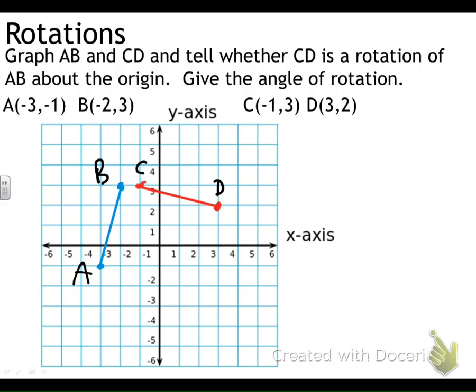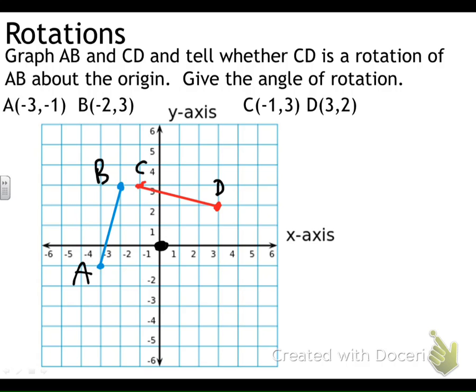So from AB, if you rotate it about the origin, that's your point of rotation. That means that's the point that you rotate from, right? That's the leg in the original diagram I gave you a couple slides ago. If I rotate AB from this point, does it end up where CD is? So here's how you test it on paper.